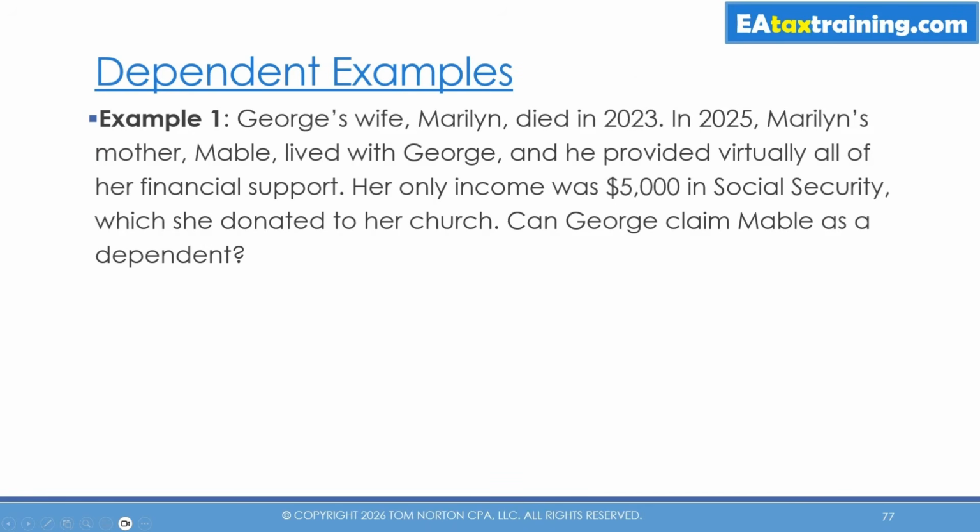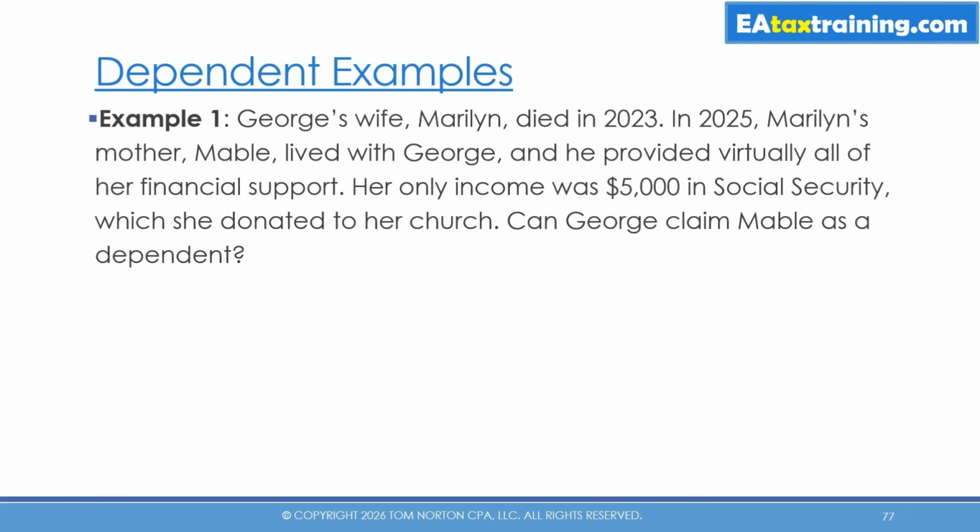So let's look at some dependent examples here. George's wife, Marilyn, died in 2023. In 2025, Marilyn's mother, Mabel, lived with George, and he provided virtually all of her financial support. Her only income was $5,000 in Social Security, which she donated to her church. Can George claim Mabel as a dependent?